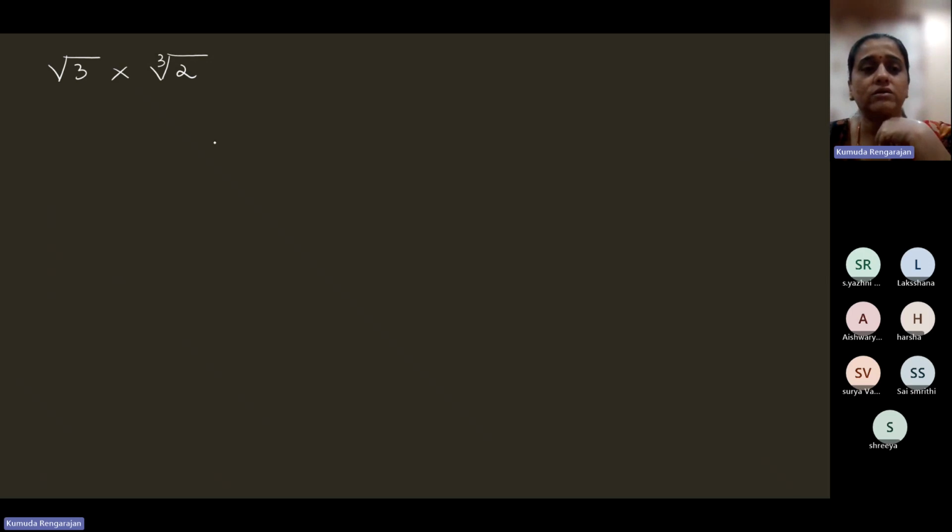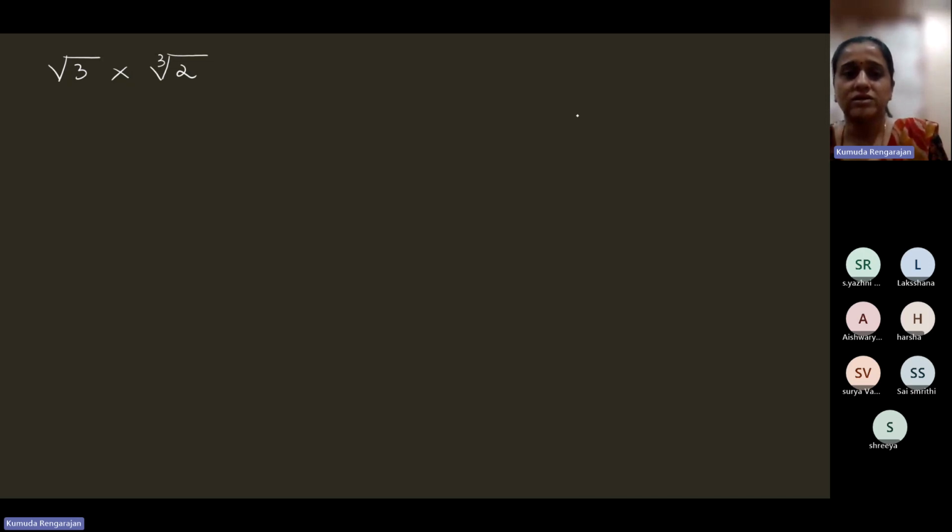So these two surds are of different order. This is of order 2 because square root, and this is of order 3 because cube root. Okay, so now let's see how to multiply them.